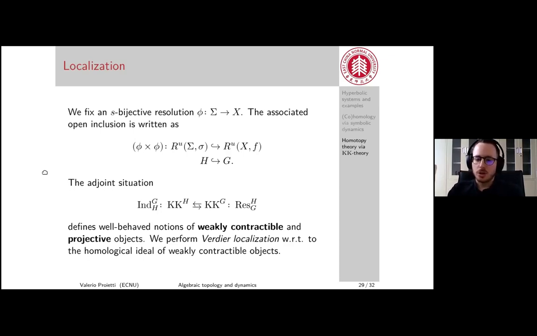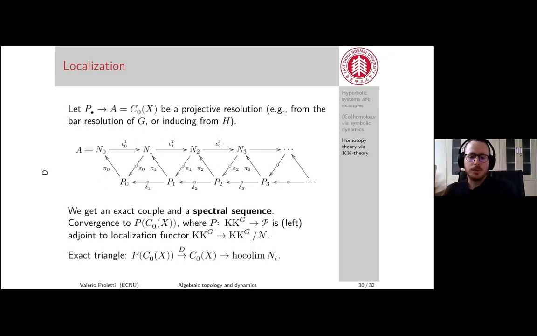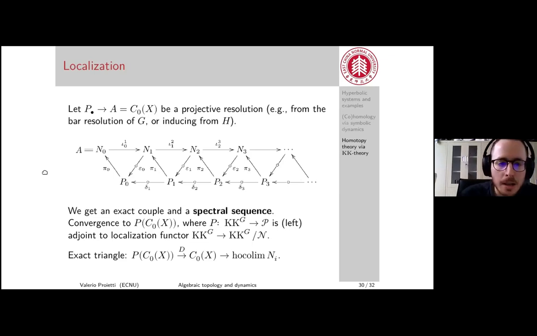So I get a triangulated structure inherited from the stable homotopy category, and therefore I can perform localization with respect to the homological ideal of weakly contractible objects. What this means roughly is that I take some G-algebra, and I start removing contractible pieces from that algebra until I get a certain nice approximation. So this is roughly how it works. I fix a projective resolution of A. This exists by using either the bar resolution or by inducing again from H. And then I get this diagram. A here is C_0(X), but it could be any G-algebra. And here I get my resolution.